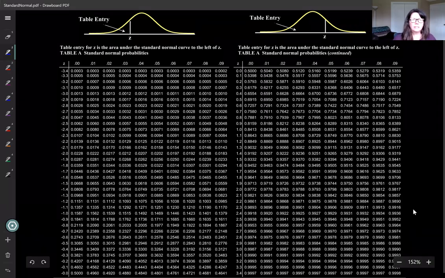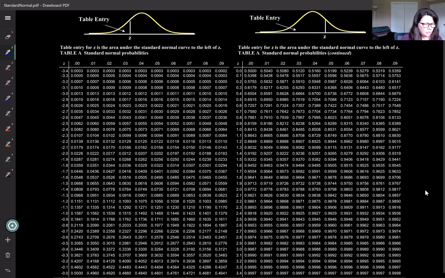How to read the standard normal distribution table. So if you look at the table that I posted in L, you'll see two columns for the values of Z. The first column are negative values starting at negative 3.4, going up to 0. And the second column is right here for values of Z that are positive, starting at 0, going up to positive 3.4. Okay, so how do we read this table?